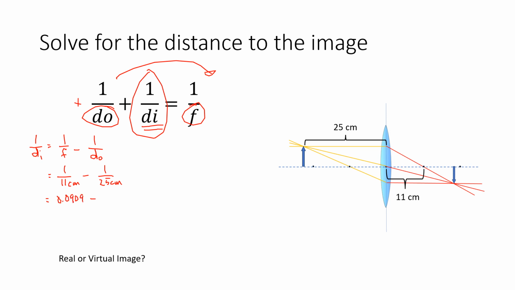The 1 over 11 equals 0.0909. The 1 over 25 is 0.04. And then if we subtract, we're going to end up with 0.0509. And that equals 1 over the distance to the image. So now we just need to take the reciprocal. Distance to the image is 1 over 0.0509. And if you calculate that, it comes out to 19.6 centimeters. So that would be the distance to the image. So from here all the way over to here, 19.6 centimeters. Now, since that's a positive value, that means that this is a real image. It's on the opposite side from where the object is.